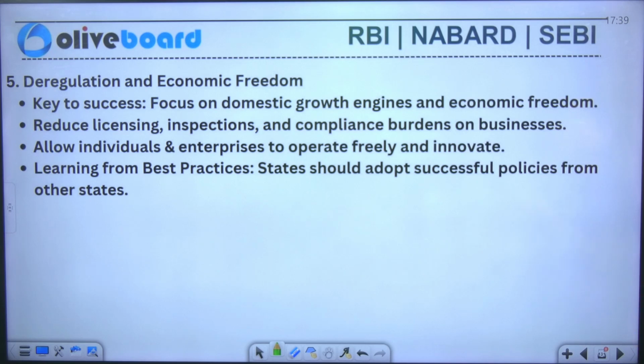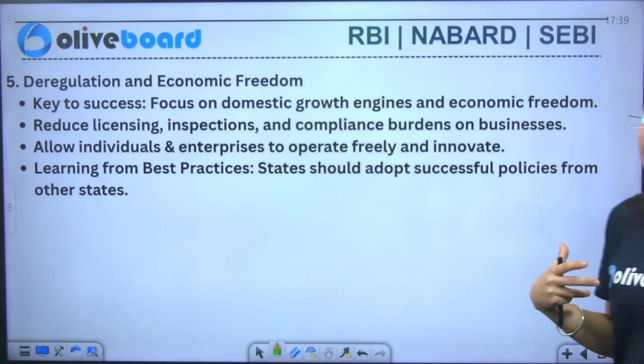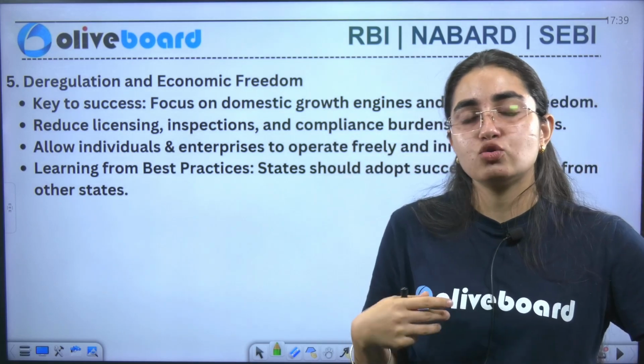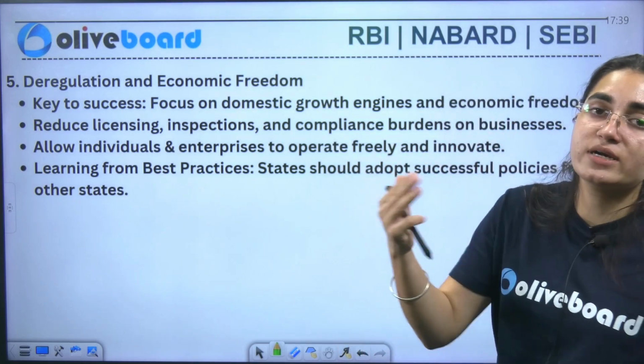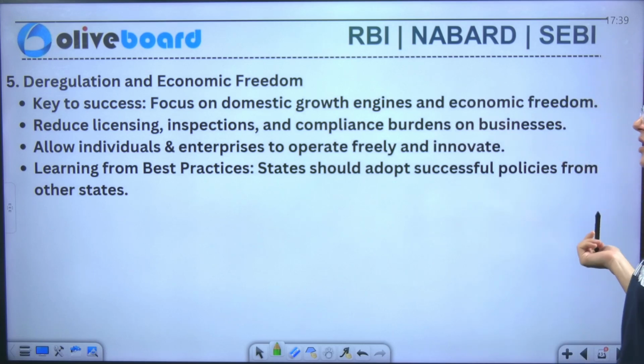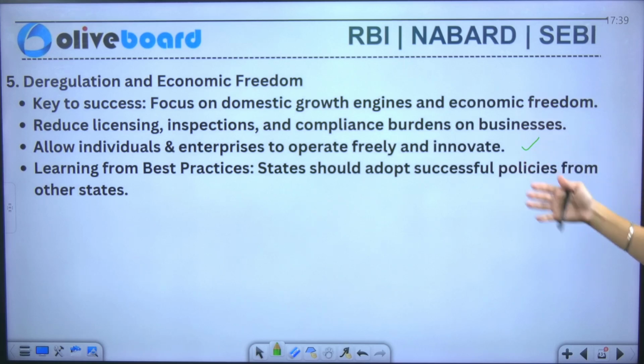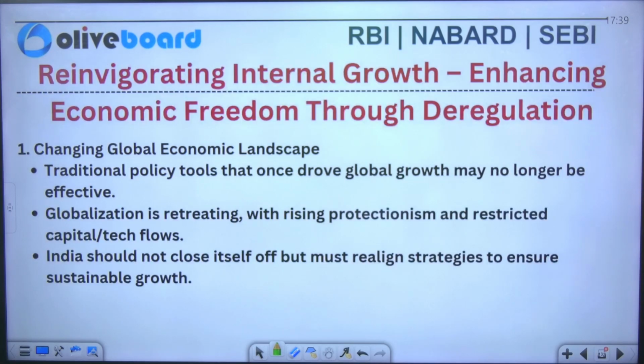Now deregulation and its economic freedom. So अगर हम deregulation करेंगे ना चीज़ों की, so it means कि जो हमारा licensing है वो reduce होगी, हमारी participation ज़्यादा increase होगी, investment ज़्यादा increase होगी, and you will see that there is an improvement in our sectors also. So key to success: reduction in the licensing and inspection, allow individuals and enterprises to operate freely, learn from the best practices that are there. Now you're reinvigorating internal growth, enhancing your economic freedom through the deregulation.